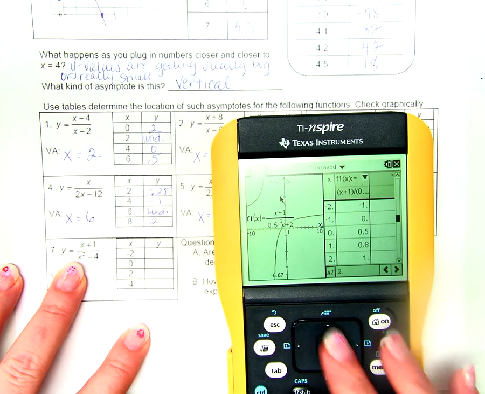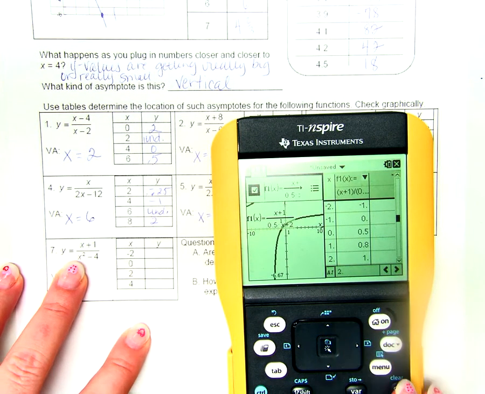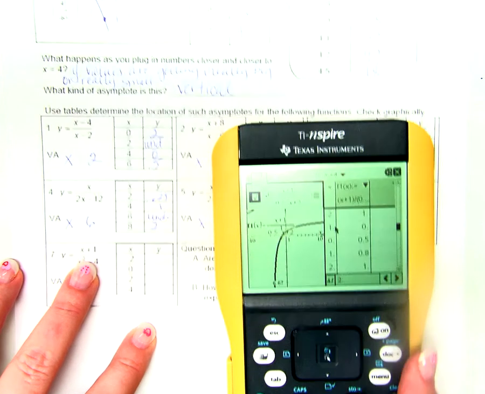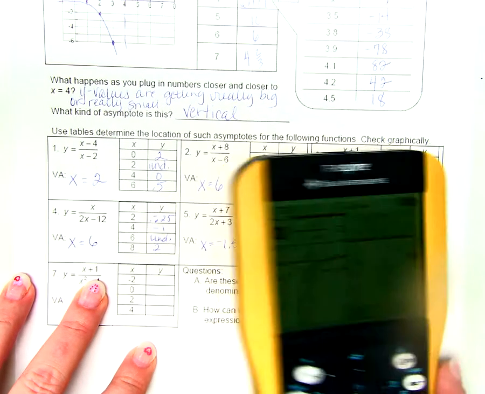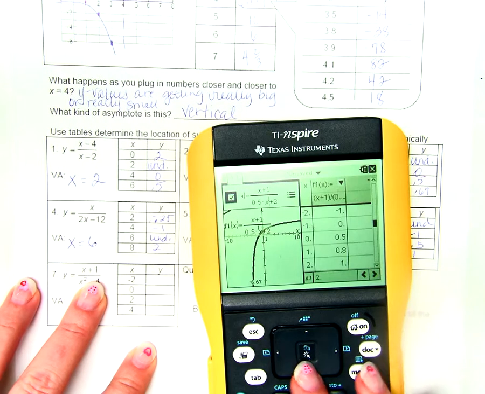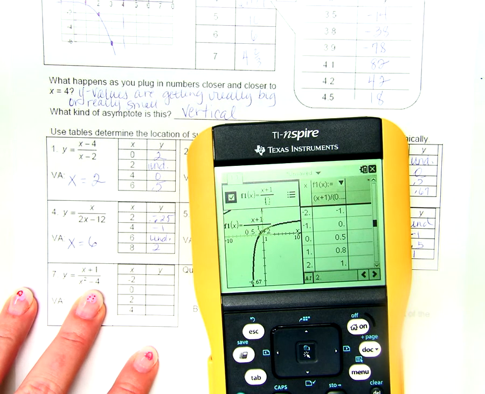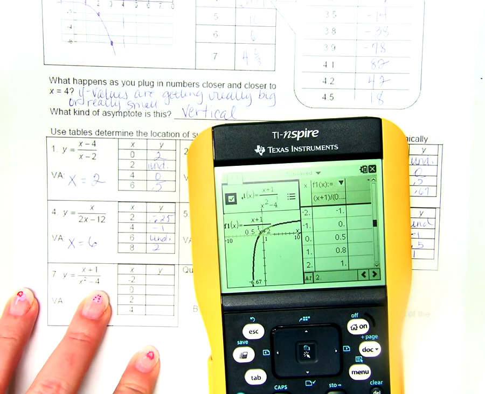Come over here, tab, so I can get to my equation. I need this one to say x plus 1, okay. Oh, exactly, it's the same as the last problem, that's fine. Not always that way, but you know. And I need this to be x squared minus 4.